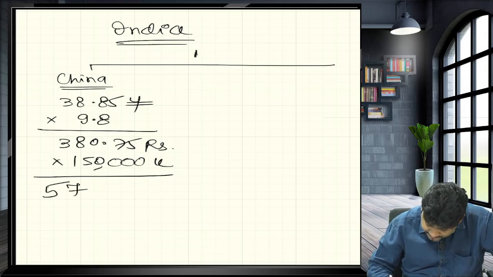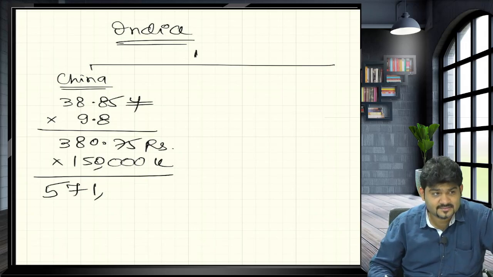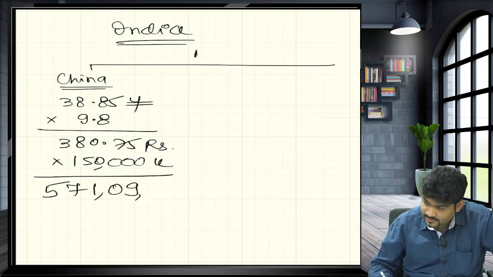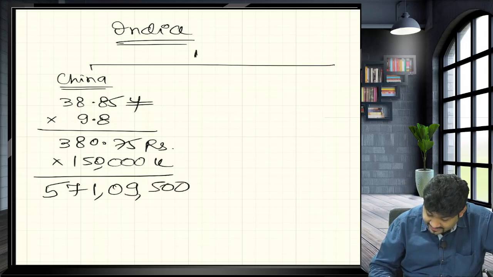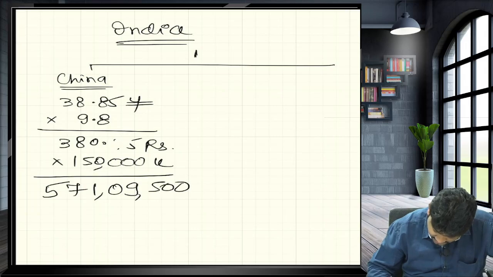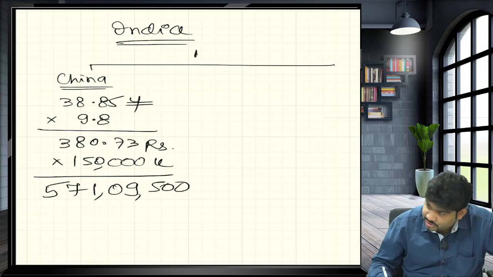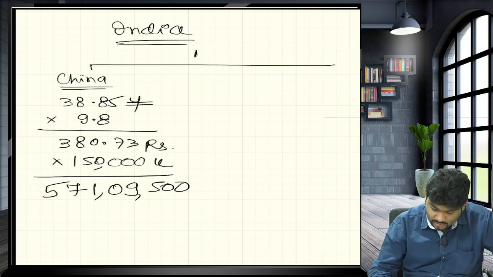5 crore 71 lakh 09 500. Is that 73? Okay, 73. But is my final answer correct or is it also changed? That is correct? Okay, great.